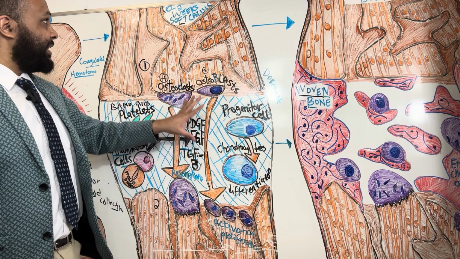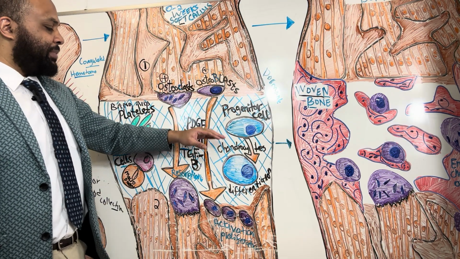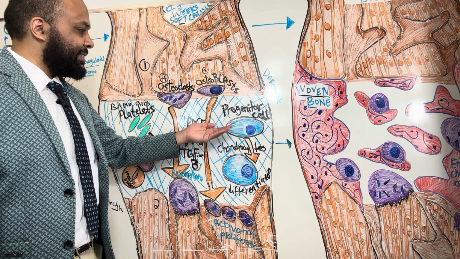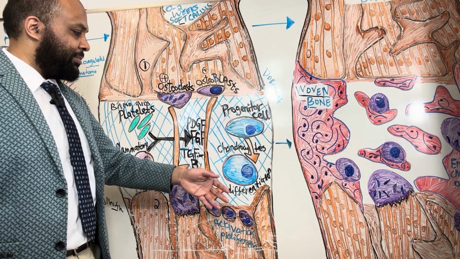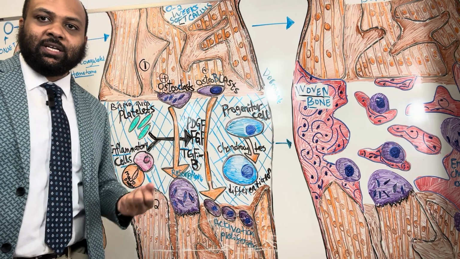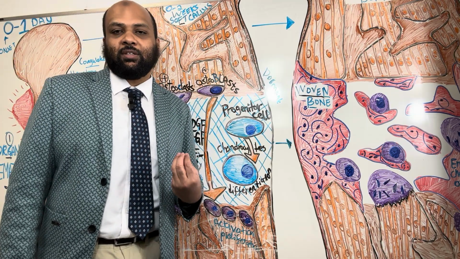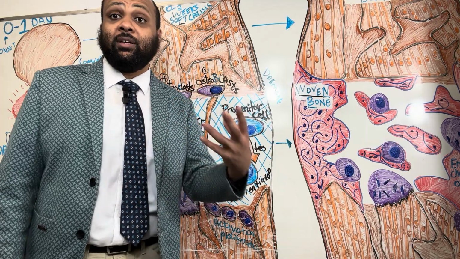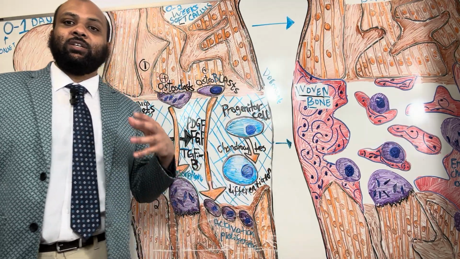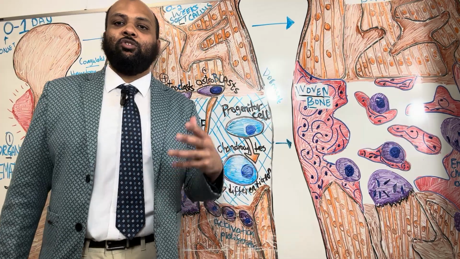So this stage is known as soft callus because you have progenitor cells. These are dormant cells. Progenitor cells are eventually going to become differentiated chondrocytes. Chondrocytes, the cells. Chondro means cartilage. These are the cartilage making cells. They make cartilage, and cartilage is the first step into making bone.